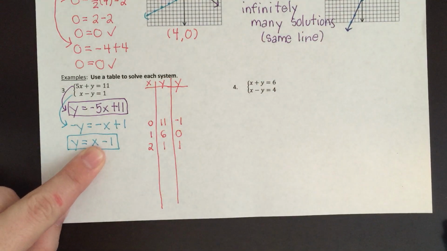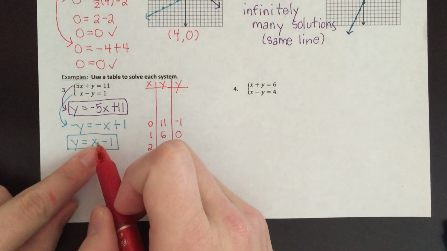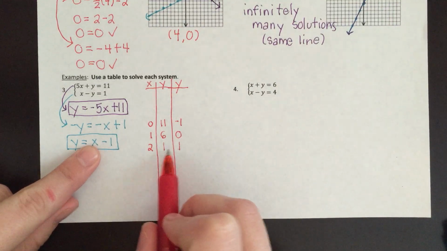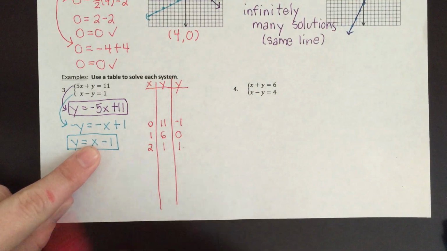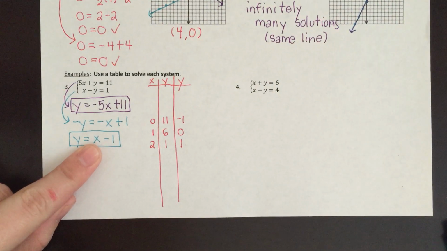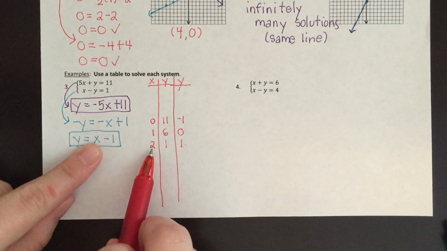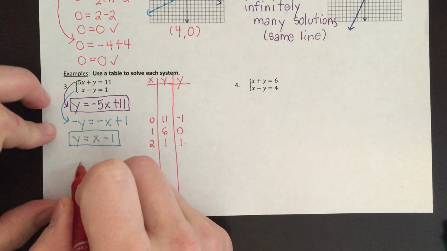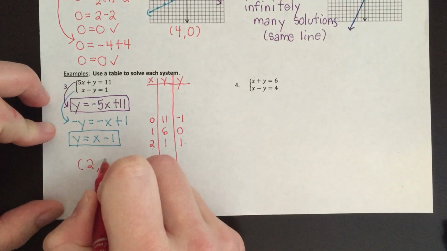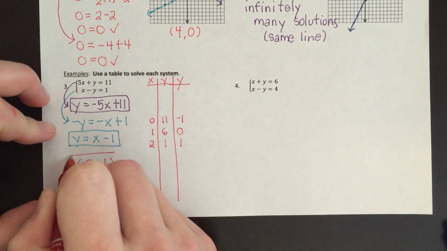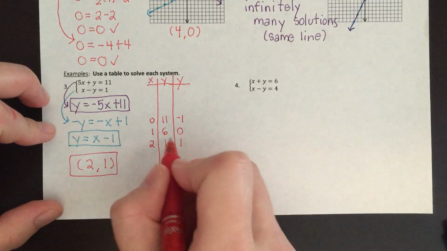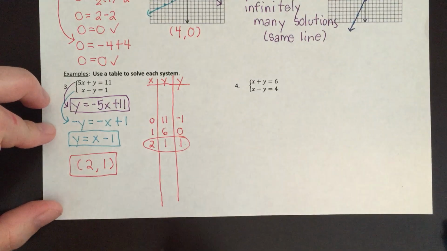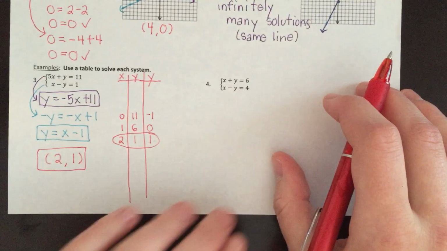Well, looky there. When I plug in the x value of 2 for both of these equations, the y value that I get out for both is 1. That means they share that point in common. They both have the point 2, 1. So these two lines must intersect at the point 2, 1. That is your final solution. Sometimes you get real lucky that it happens real soon.